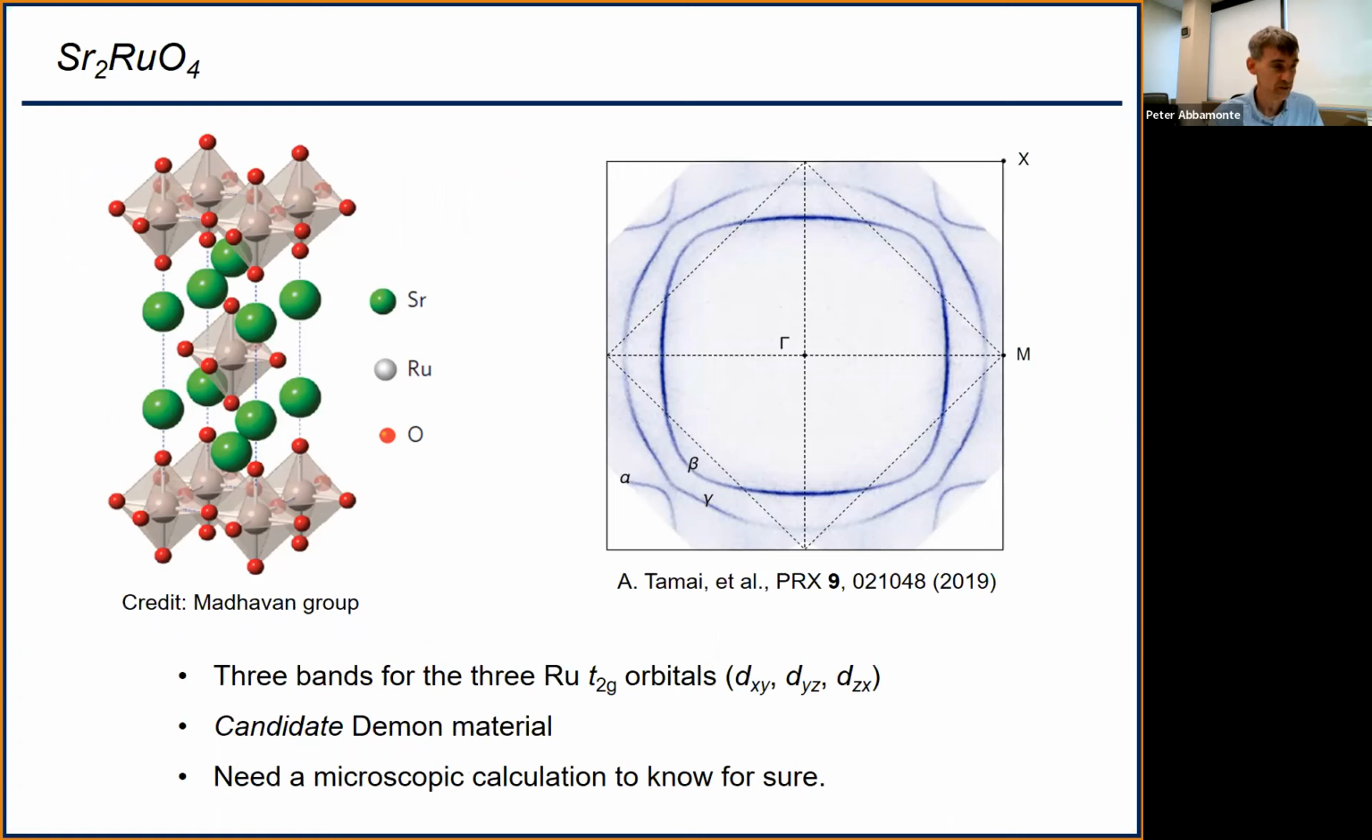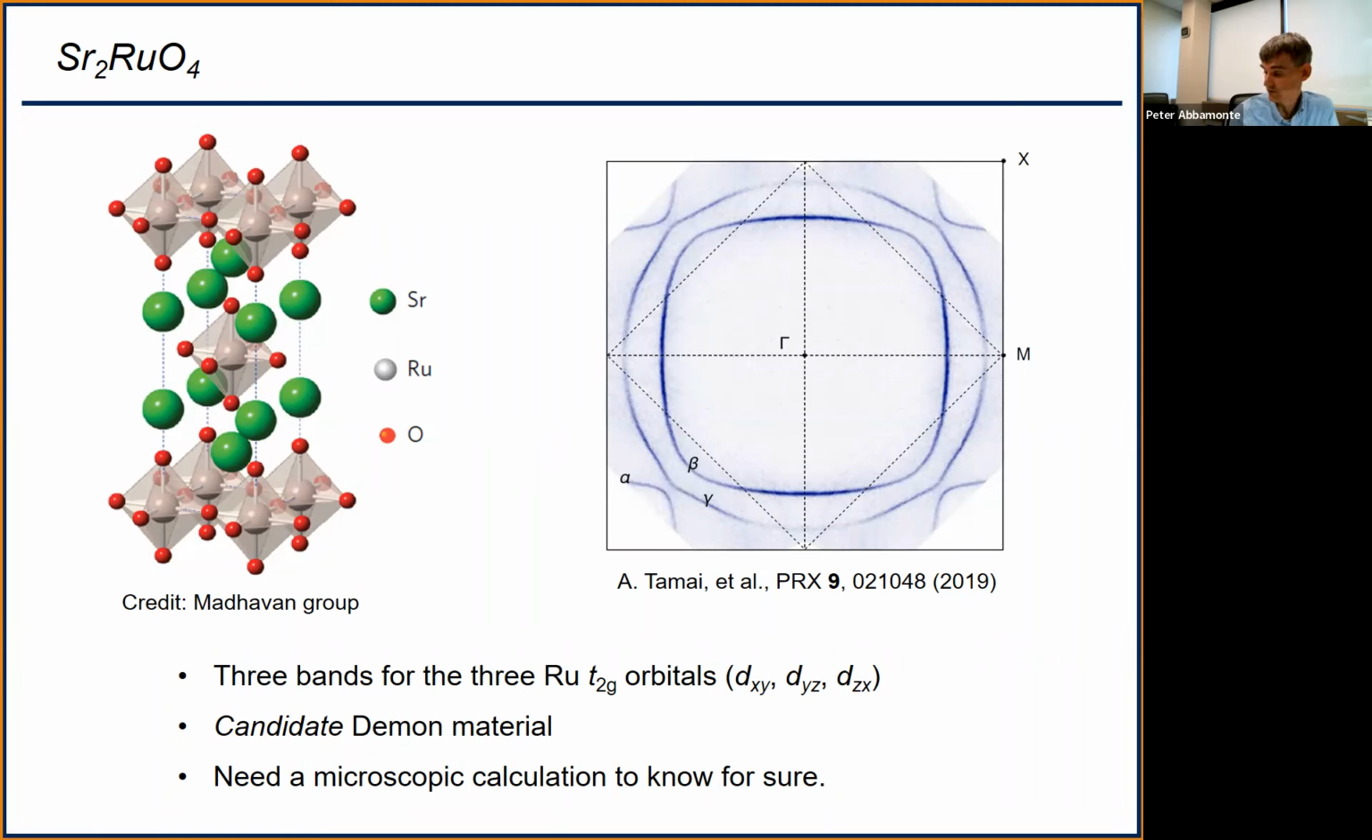So this is a layered perovskite. It has the same crystal structure as some of the high temperature superconductors, but it's got ruthenium instead of copper. So it's 4d electrons instead of 3d electrons. So it has actually three Fermi surfaces, not two. So it has three different species of electrons, not two. The three different Fermi surfaces are called alpha, beta, and gamma, and they're tied to the three different t2g electrons of the ruthenium.